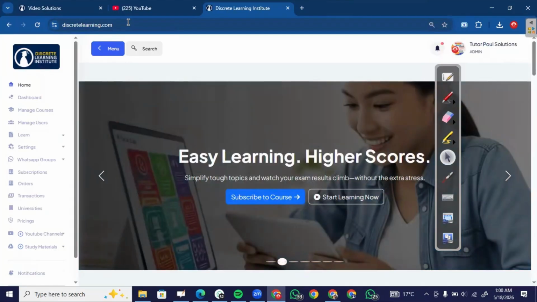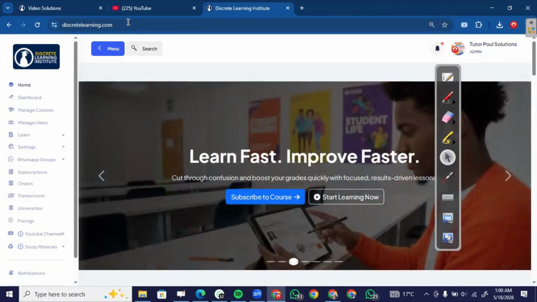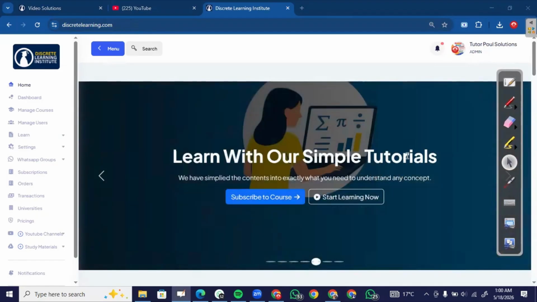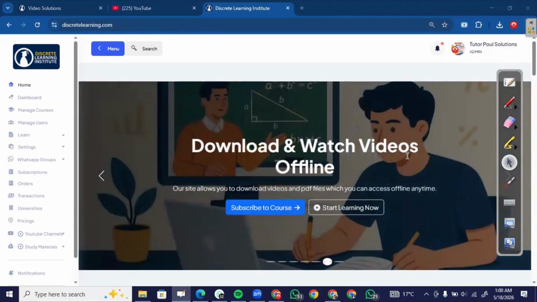If you don't have an account, it will ask you to create an account. So you put in your details, you choose your university, your email, password, and the like. Once you create the account, you can log in here. And you can use those same details to log in on the mobile app, where you can download videos and watch them offline.